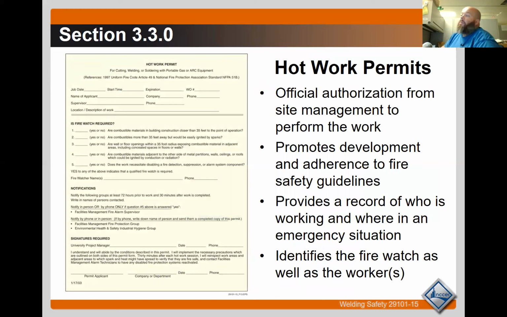Okay, a hot work permit. It is official authorization from site management to perform the work, promotes the development and adherence to fire safety guidelines, provides a record of who is working and where in an emergency situation, and identifies the fire watch as well as the workers.